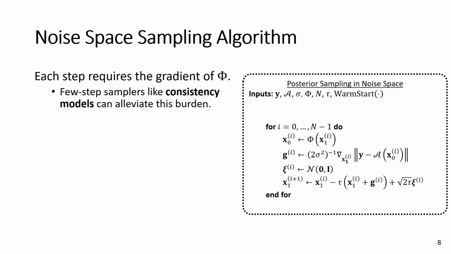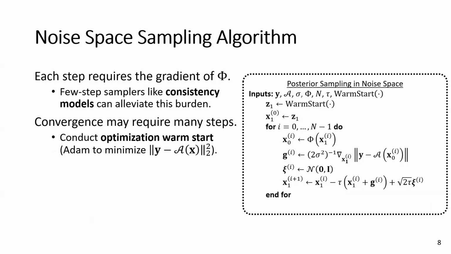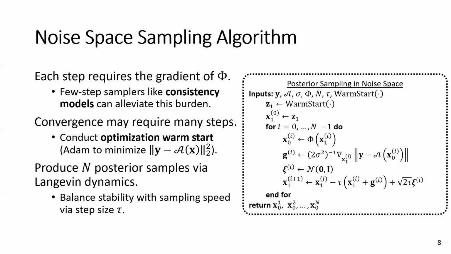For the practical considerations, we first consider an efficient generative model mapping phi, such as a consistency model that can alleviate the burden of differentiation through the generative model in each step. And this is due to the fact that consistency models allow few step sampling. We also accelerate convergence of the approach by warm starting this process with an optimization that minimizes the mean squared error. And finally, we're able to produce many posterior samples via Langevin dynamics, and we're able to control the stability and sampling speed via the tuning of the step size of the Euler-Maruyama discretization tau.